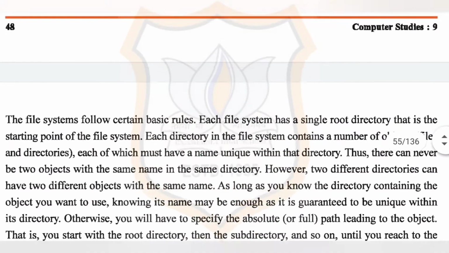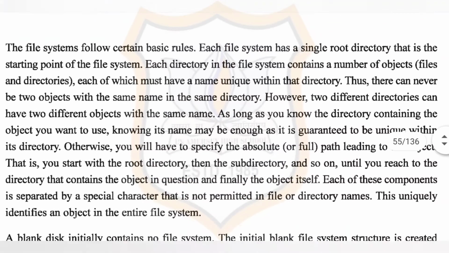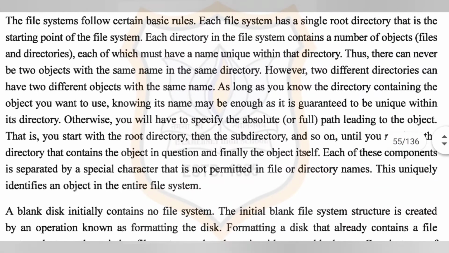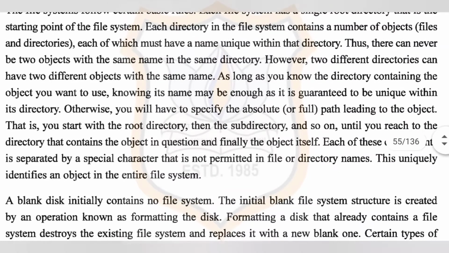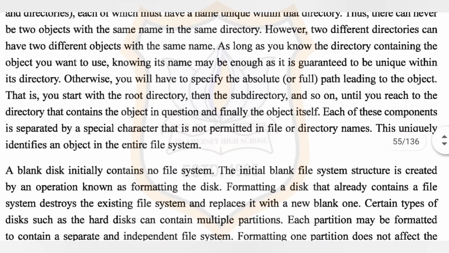The file system follows certain basic rules. Each file system has a single root directory, that is the starting point of the file system. Each directory in the file system contains a number of objects, files and directories, each of which must have a name unique within the directory. Thus, there can never be two objects with the same name in the same directory. However, two different directories can have two different objects with the same name.